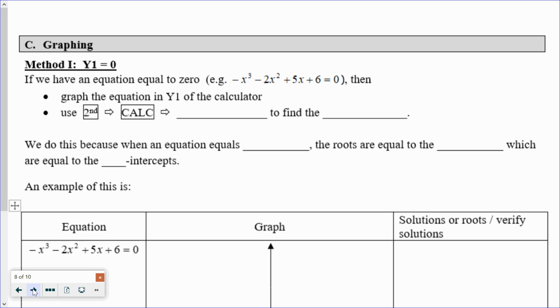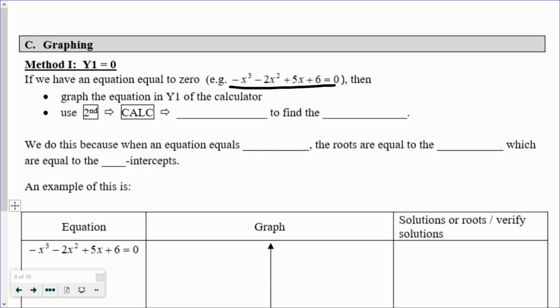So it says if we have an equation equal to 0, like the one that we had just above, then what we do is we graph the equation into y1 of the calculator. So you put it in y1, make sure you're very careful with your negative symbols and your exponents, threes and all those sorts of things. And then, depending on if you're looking at the Casio or the TI, if you're looking at the Casio, pull out that bright green sheet and look at how you solve for your x-intercepts. I believe it's called roots in the Casio. I don't have one with me, but I believe it's called roots.